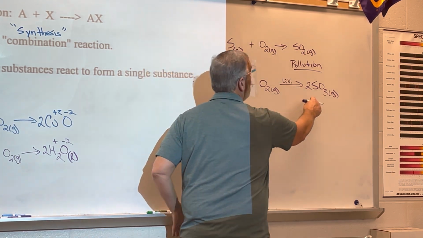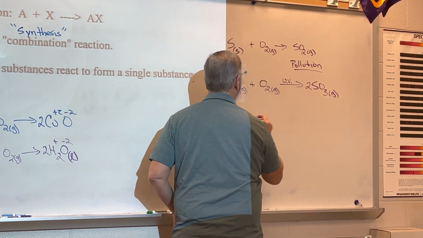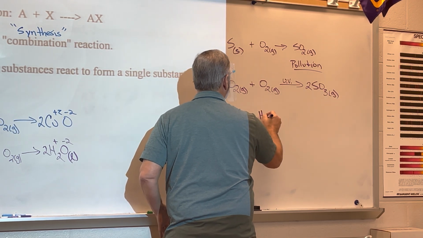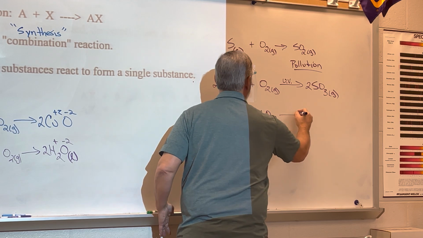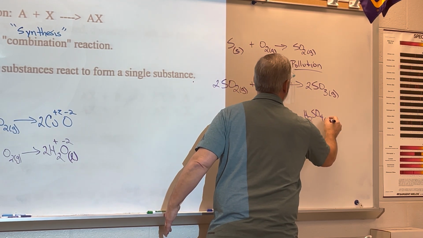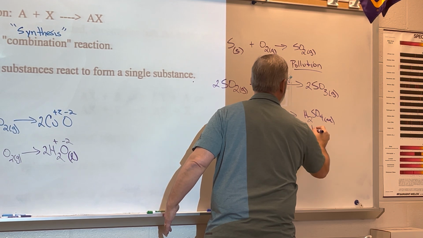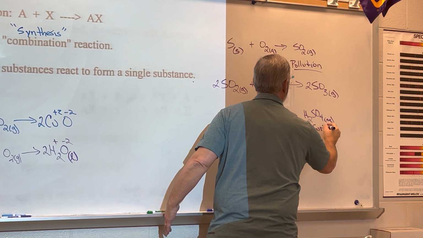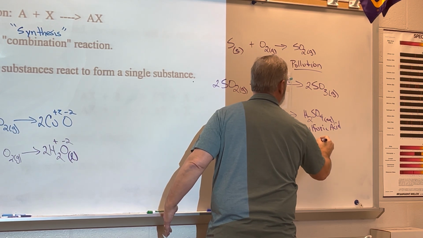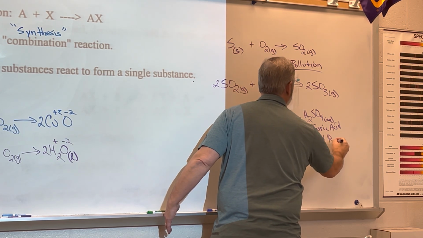Then, this now is all up in the clouds in the upper atmosphere. So then it combines with water in the clouds and ends up making H2SO4, which is sulfuric acid, which is a strong acid which people call acid rain.